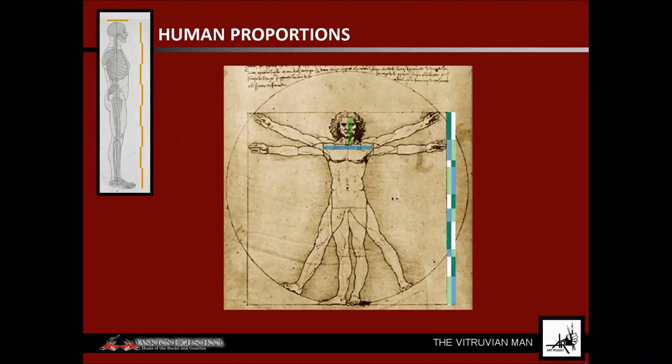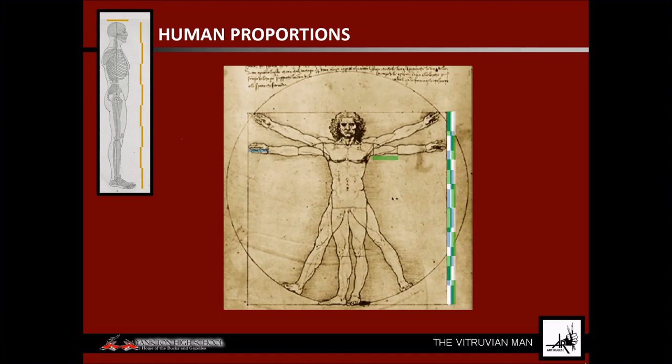The maximum width of the shoulders is 1/4 of the height of a man. From the breast to the top of the head is 1/4 of the height of a man. The distance from the elbow to the tip of the hand is 1/4 of the height of a man. The distance from the elbow to the armpit is 1/8 the height of a man.